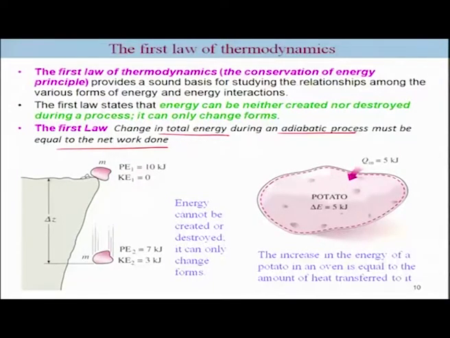For example, if you have a mass falling from a cliff having a potential energy of 10 kilojoules with no velocity or kinetic energy, after reaching a certain distance, assuming there is no friction loss and so forth, some of the potential energy will get converted into kinetic energy. This is a classical textbook example. Or you take an example of heat supplied to a potato: any change in the energy of the potato will be due to the heat, and if there are no losses it will be exactly the same.